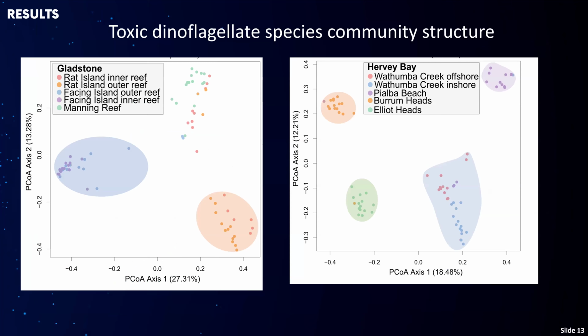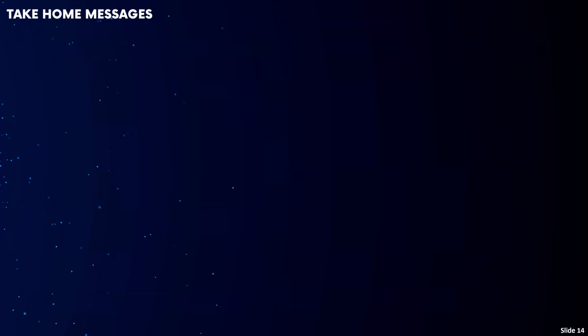I finally just wanted to say that I didn't just look at Gambierdiscus. We actually had 44 different HAB species detected across all of these regions. This was just to show the beta diversity calculated using Bray-Curtis. The similarity visualized in these PCoAs highlights that there is fine-scale community structure within these regions. So I just want to come back and do some take-home messages.